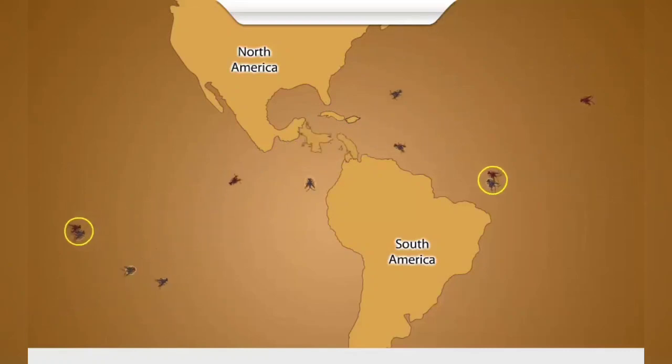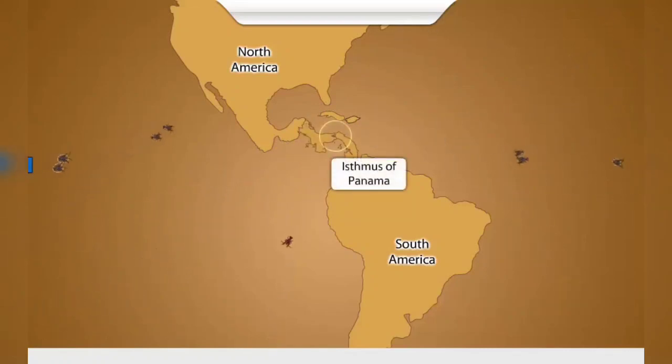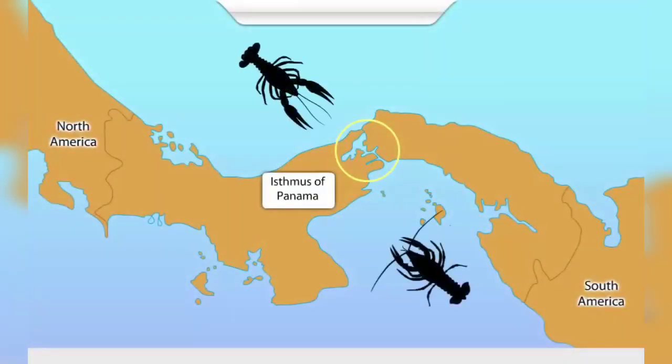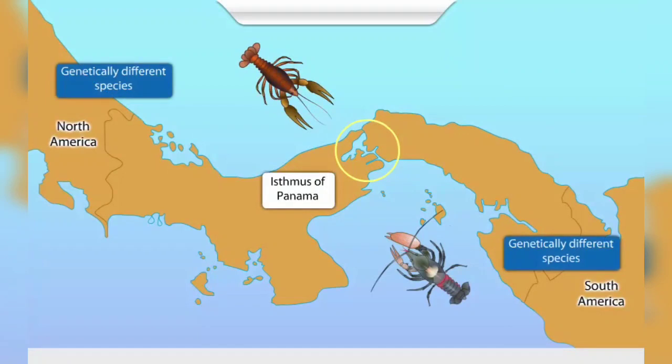With the passage of time, the Isthmus of Panama formed a land bridge joining North and South America. The shrimps were separated on either side of the land bridge. Thus, they were said to be geographically isolated. The flow of genes among the shrimp was restricted to the group which they belonged. Over time, each group of shrimp changed genetically and adapted to new conditions.